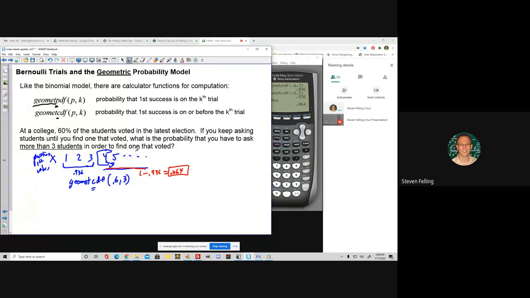All right. So binomial is about finding the probability of a count out of a total. Geometric is about the probability that the first success occurs at a specific position in the trials, in order.